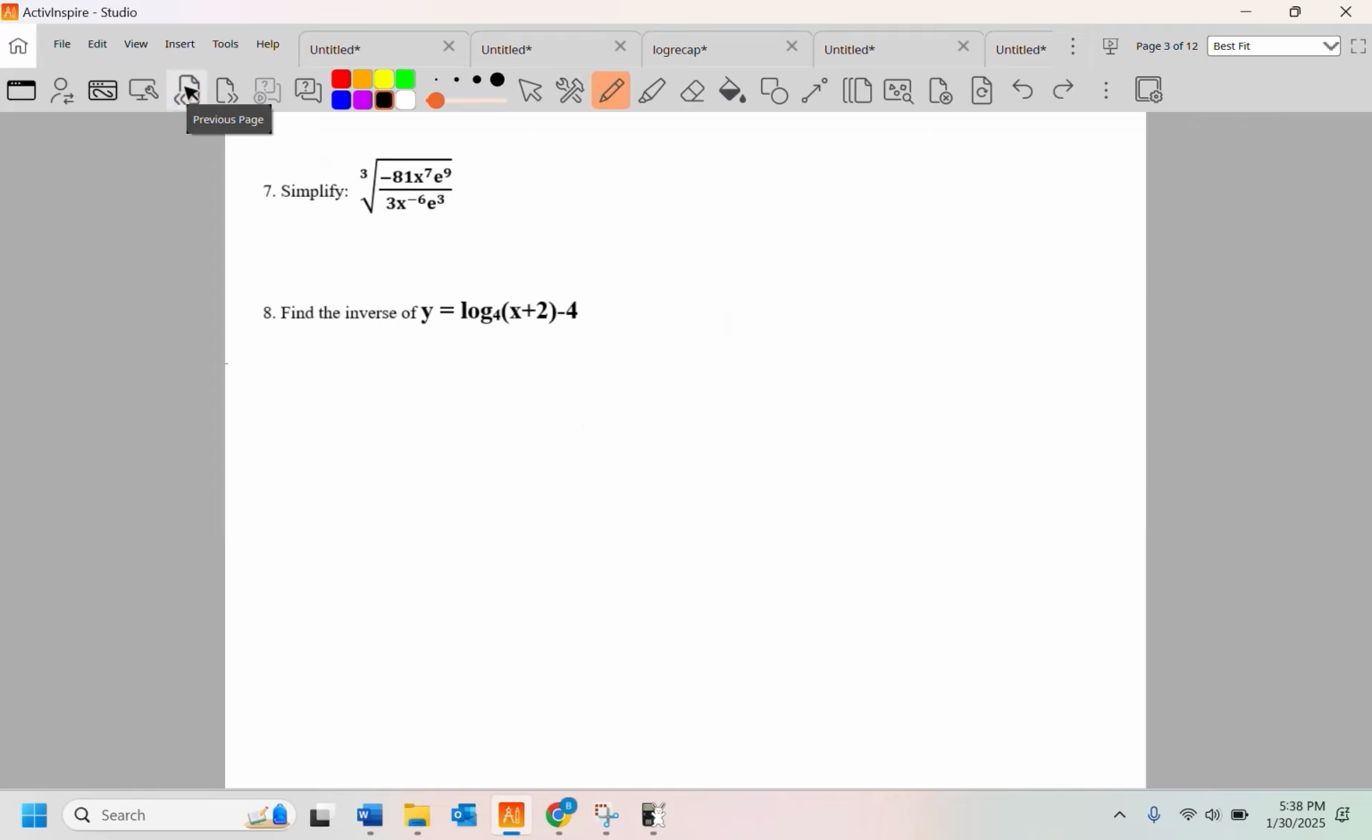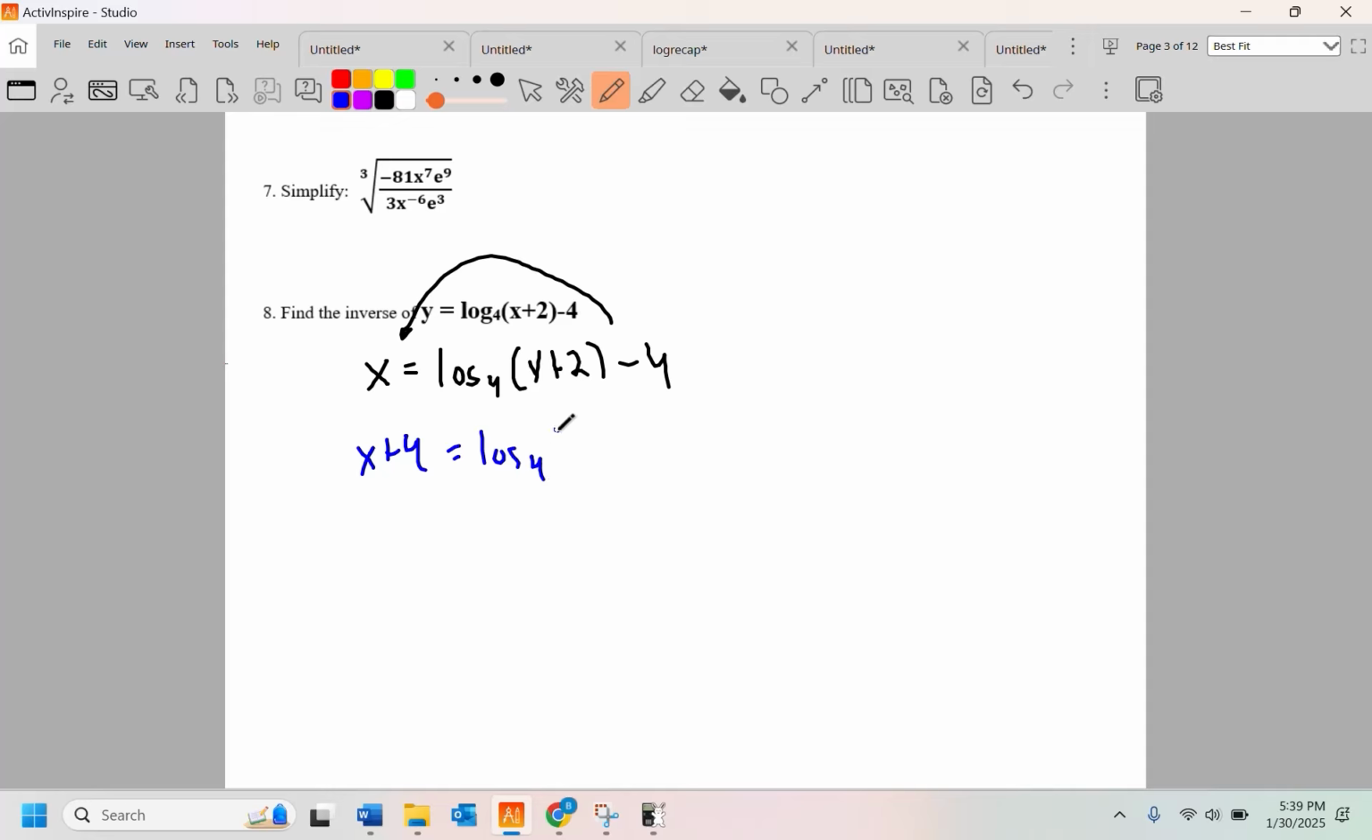All right, number 8, find the inverse of y equals log base 4 of x plus 2 minus 4. So x becomes y, y becomes x, but you know this already because we've been doing this for quite some time. We're going to add 4, go to where I changed colors. x plus 4 is equal to log base 4 of y plus 2. I don't have to divide or anything here.